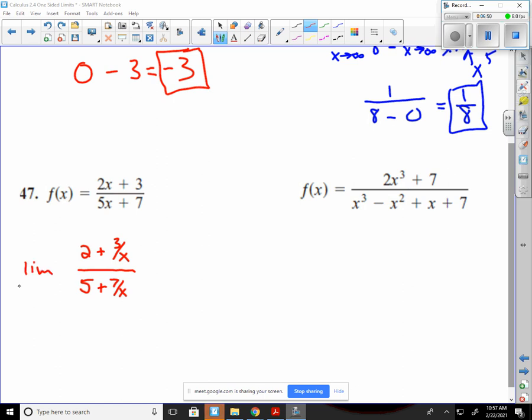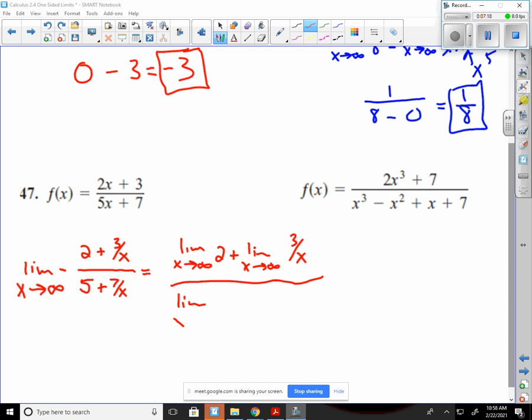Now I take my limit as x approaches infinity of all of this. From there I can break it up. It's the limit as x approaches infinity of 2 plus the limit as x approaches infinity of 3 over x, over the limit as x approaches infinity of 5 plus the limit as x approaches infinity of 7 over x.